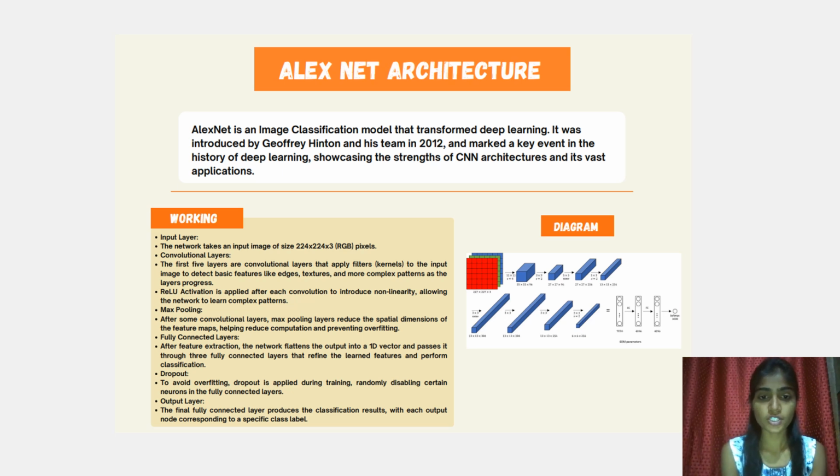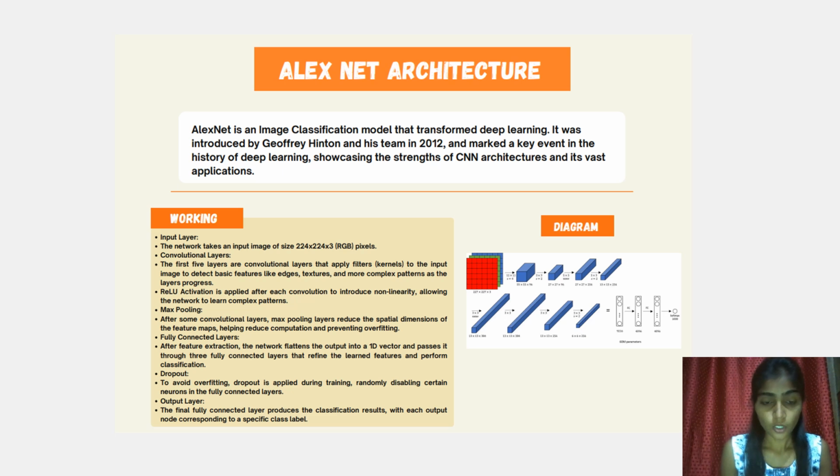After some convolution layers, max pooling layers reduce the spatial dimensions of the feature maps, helping reduce computation and preventing overfitting. Then the second last one is the fully connected layers. After feature extraction, the network flattens the output into a 1D vector and passes it through three fully connected layers that refine the learned features and perform classification.